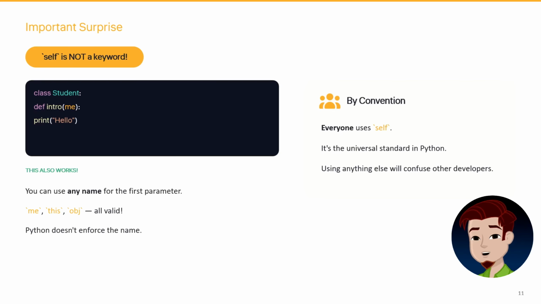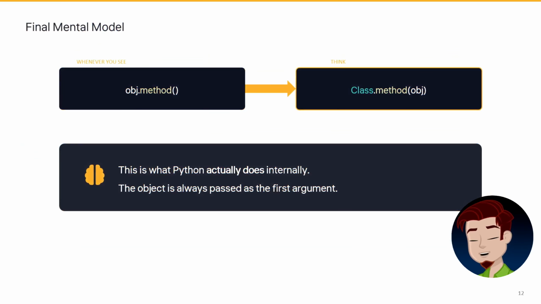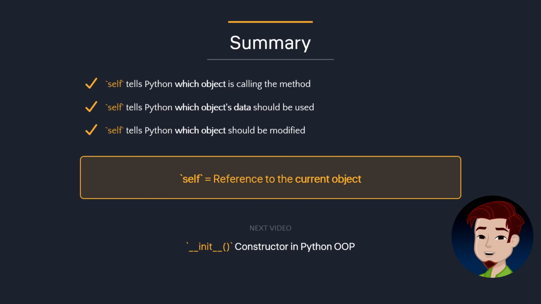Now before ending the video, I want you to remember one thing. Whenever you see obj.method(), mentally convert it into Class.method(obj). If you understand this transformation, you understand self. And that's the complete story behind self in Python. Now, Python OOP should make a lot more sense.